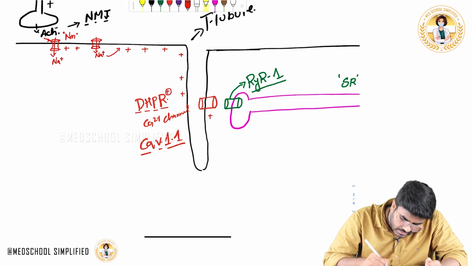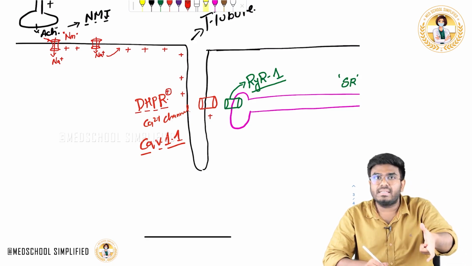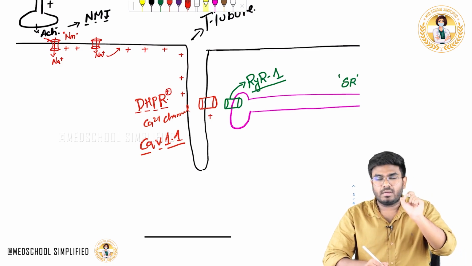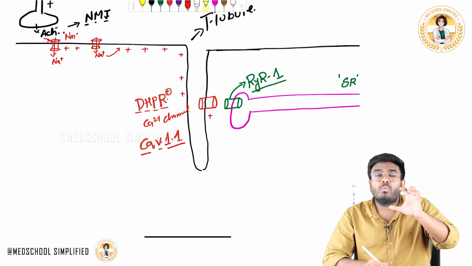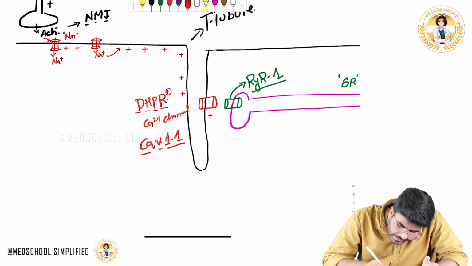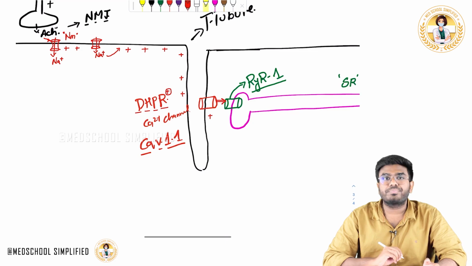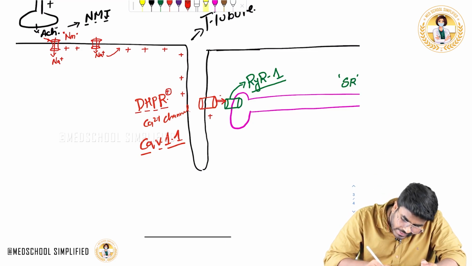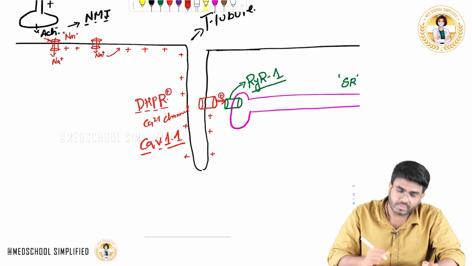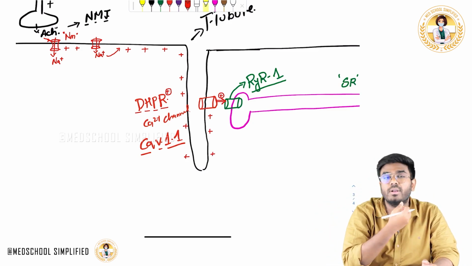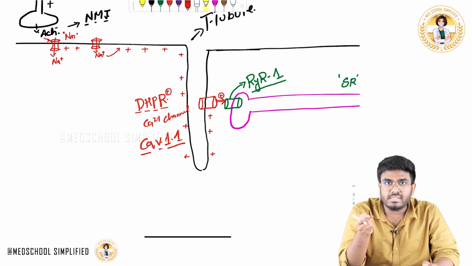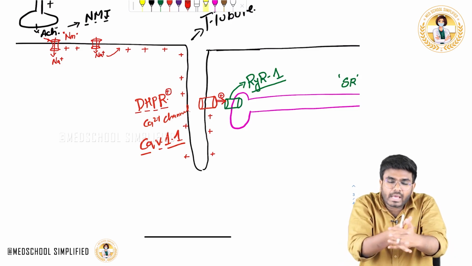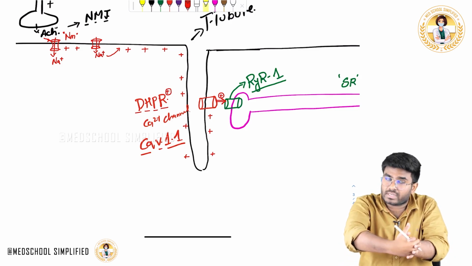Now this DHPR, whenever it is activated, mechanically, this dihydropyridine calcium channel, one of its subunits mechanically interacts with the ryanodine receptor. Okay, mechanical interaction will happen. Why? Because first, depolarization spreads along the T-tubule. This depolarization is going to first activate the DHPR channels. Now the DHPR channels mechanically go and interact with the ryanodine receptor.